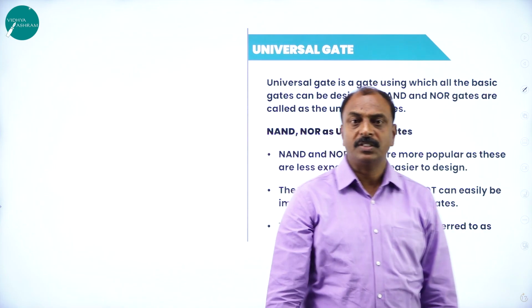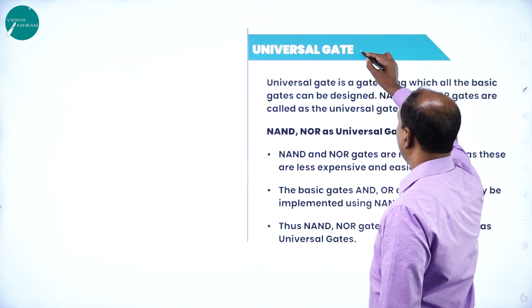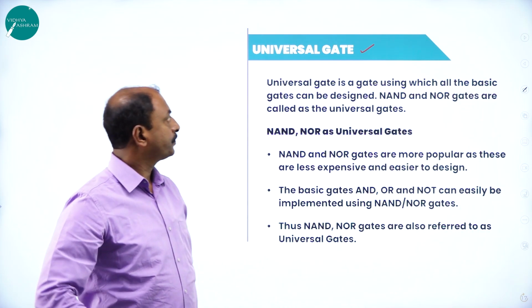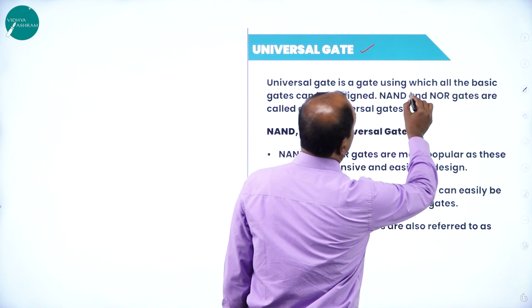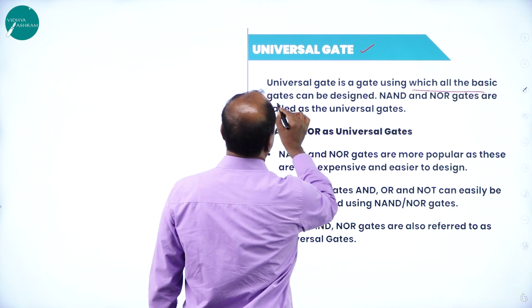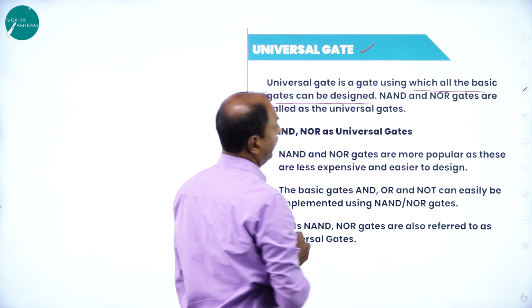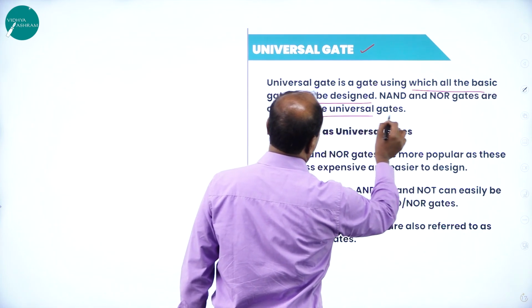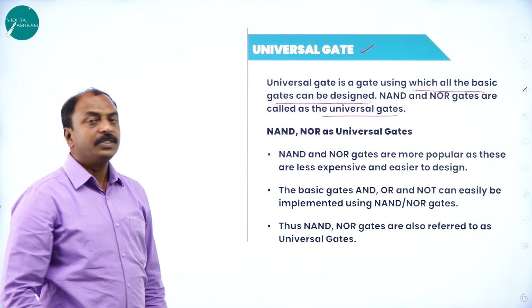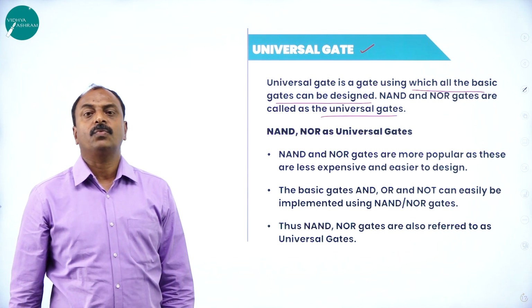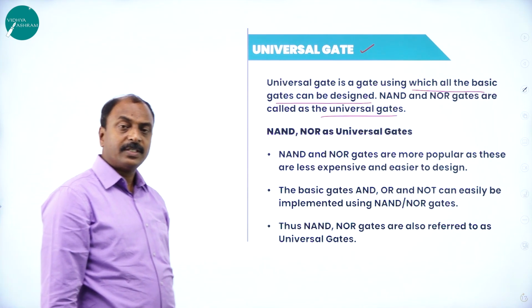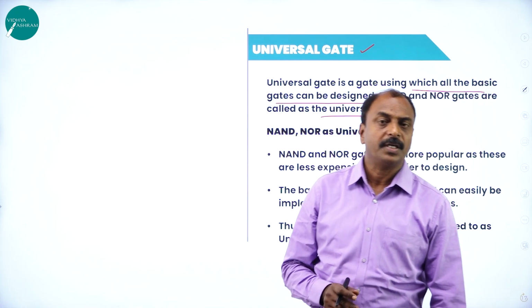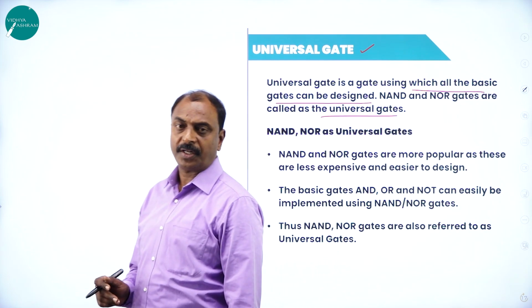Students, next concept is universal gate. So what is a universal gate? A universal gate is a gate using which all the basic gates can be designed. Here NAND and NOR gates are called universal gates. Now students, we have seen the definition of derived gates. Derived gates are derived from basic gates. I mean basic gates are NOT gate, AND gate, and OR gate.